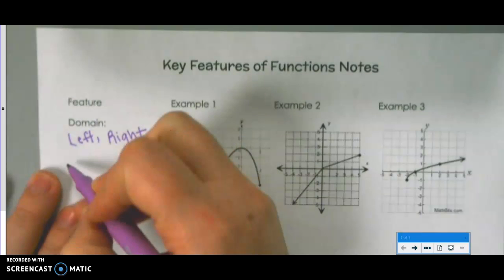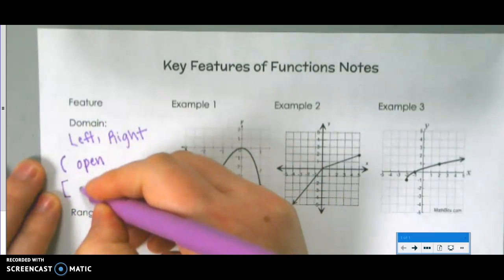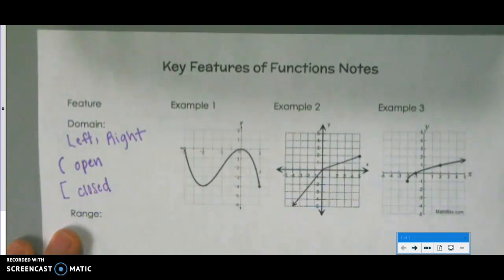All right, another thing to remember is a parenthesis is when things are left open, and we use a bracket for when things are closed. So open could be an actual open circle point on the graph. It could also be an asymptote where the graph is approaching that asymptote, but it's never going to actually intersect that asymptote. We also always use a parenthesis for infinity and negative infinity because those are not actual numbers that we could plot. But anything that's an actual point on the graph gets a closed circle and a bracket.